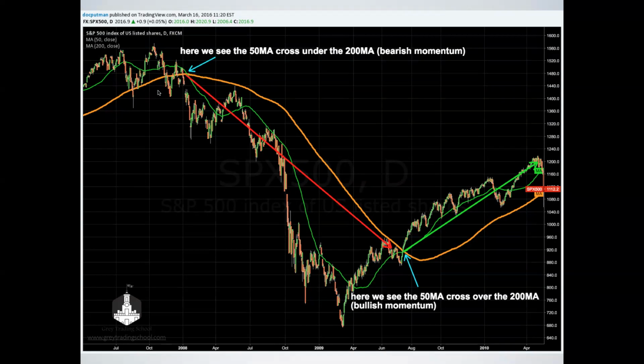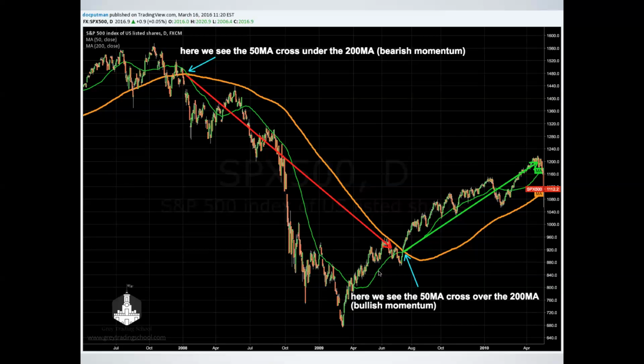We'll see the 50 moving average here in green cross from over to underneath the 200 daily moving average. And that definitely confirms this bearish momentum is going to continue. And lo and behold, if you draw an arrow, a line, from that bearish cross to the next bullish cross, it's down. To the next bullish cross, excuse me.